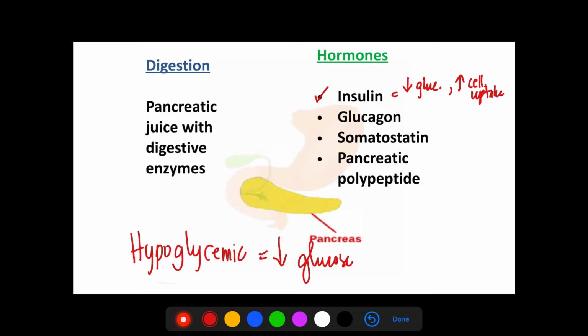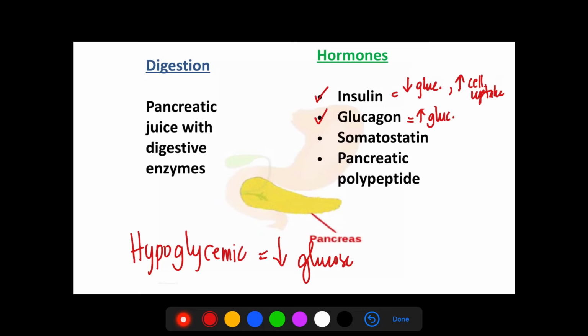Next one, we have the glucagon. So the glucagon has an opposite function because the glucagon is a hyperglycemic hormone. So which means it increases the blood glucose level. So that means it decreases the cellular uptake of glucose.